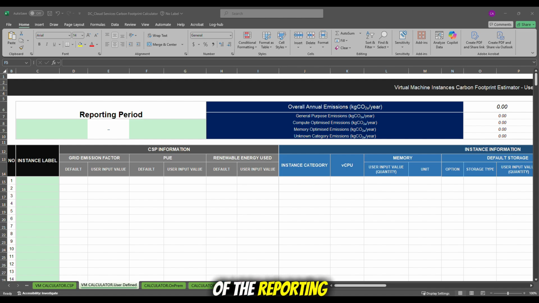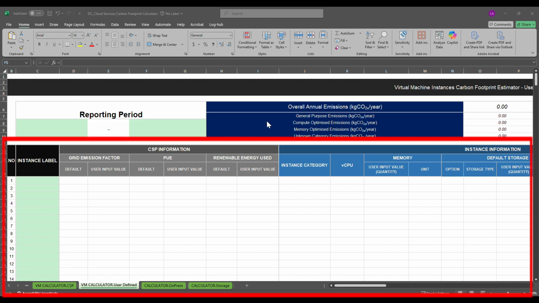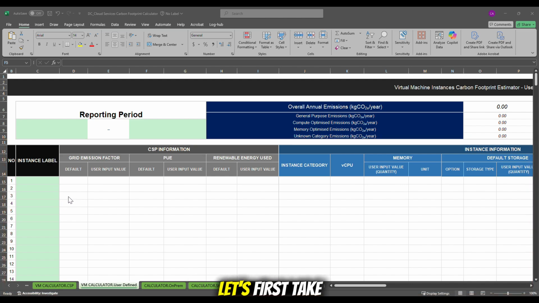Towards the right of the reporting period is the summary of emissions. This gives the total emissions of all the inputs in the table below, which is for the calculation of instance-level emissions. Looking at the table below, there are several inputs required, and each requires different sources. Let's first take a look at the CSP information.